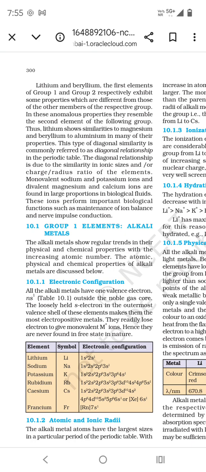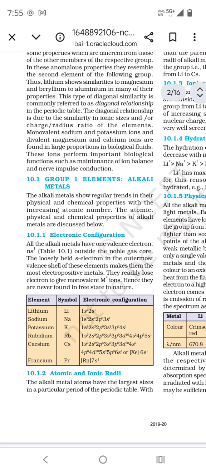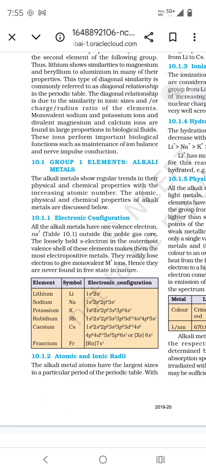The diagonal relationship is due to the similarity in ionic size or charge to radius ratio of the elements. The monovalent sodium and potassium ions and divalent magnesium and calcium ions are found in large proportions in biological fluids. These ions perform important biological functions such as maintenance of ion balance and nerve impulse conduction.